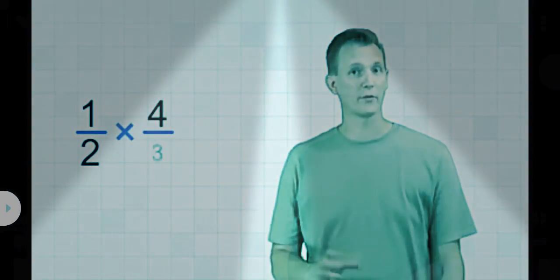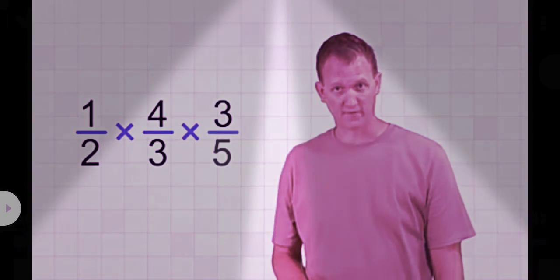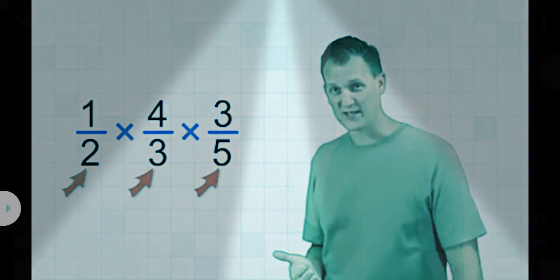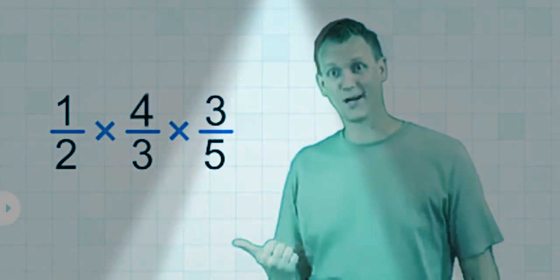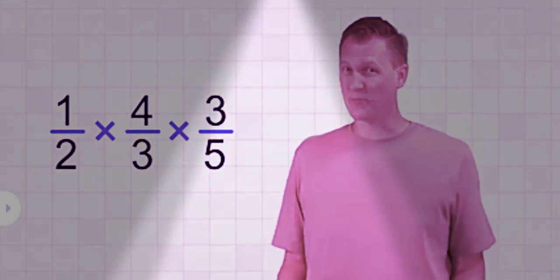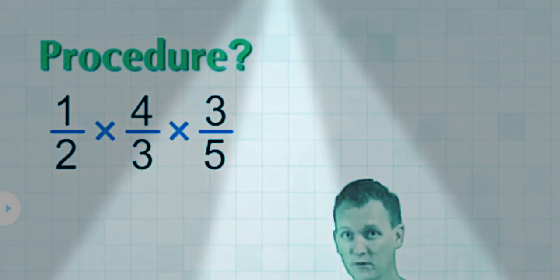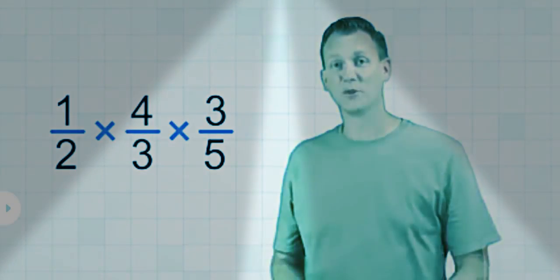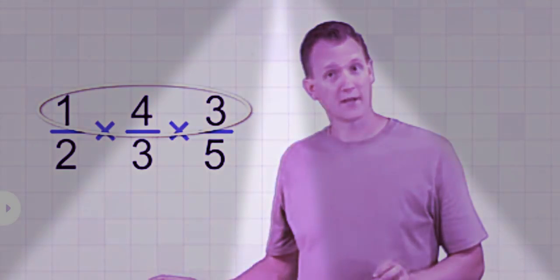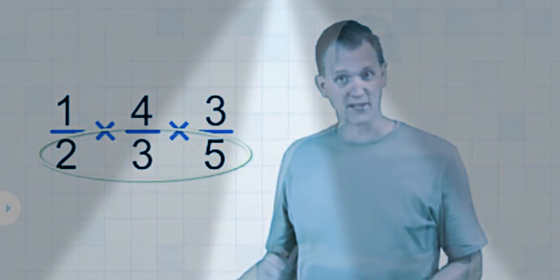Here it is. 1/2 times 4/3 times 3/5. Wait a minute. This has 3 fractions multiplied together, and the middle one looks like an improper fraction because its top number is bigger than its bottom number. Does our procedure work for this problem too? Yep. All we have to do is multiply all the top numbers together, and then multiply all the bottom numbers together, and we'll have our answer. And this will work no matter how many fractions we have to multiply.